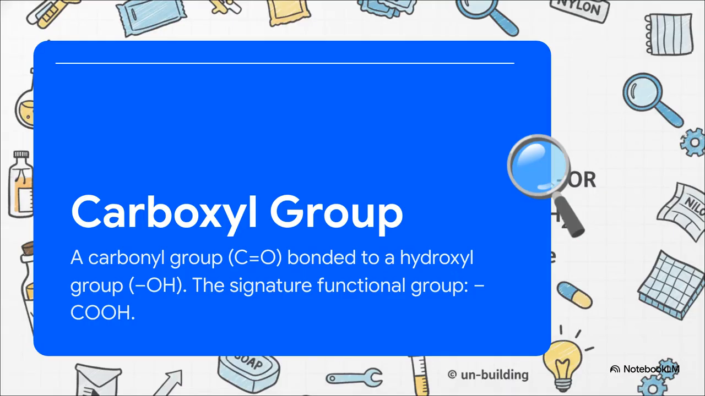Now this is where it gets interesting. What happens when you take that carbonyl group and you just attach what's called a hydroxyl group, that's an OH? Well, bam! You get the carboxyl group, which we write as -COOH. This little group is the official signature of the head of our chemical family, the parent compound itself.